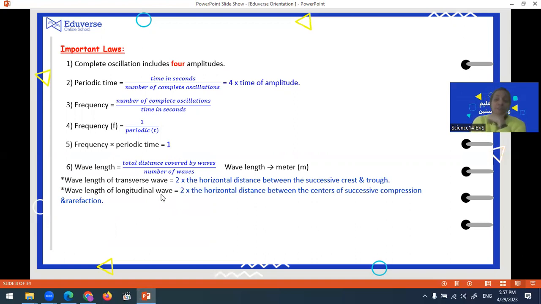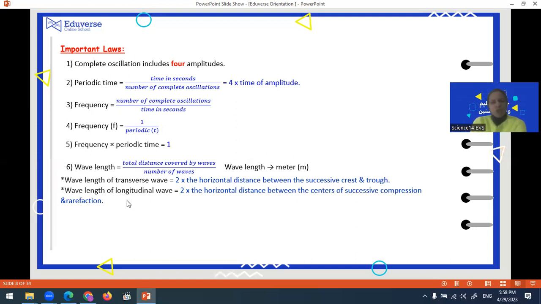Let's talk about the wavelength. The general law, as we said before, is the total distance covered by the wave over the number of waves. It's the total distance over the number of waves. The measuring unit will be the meter.